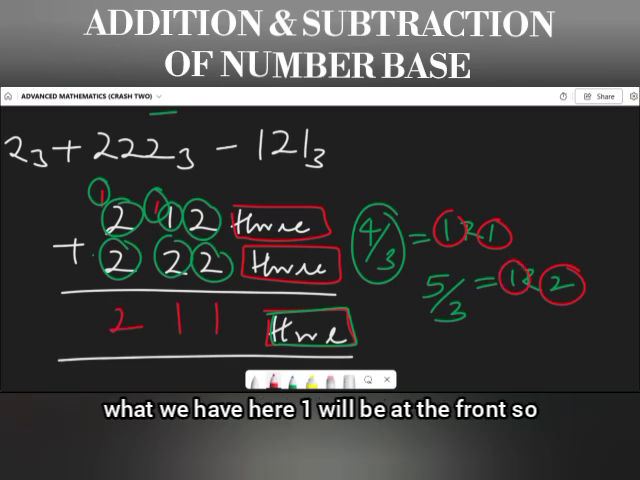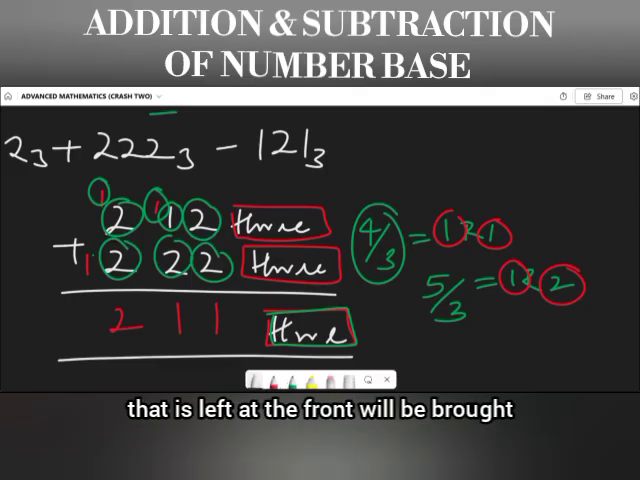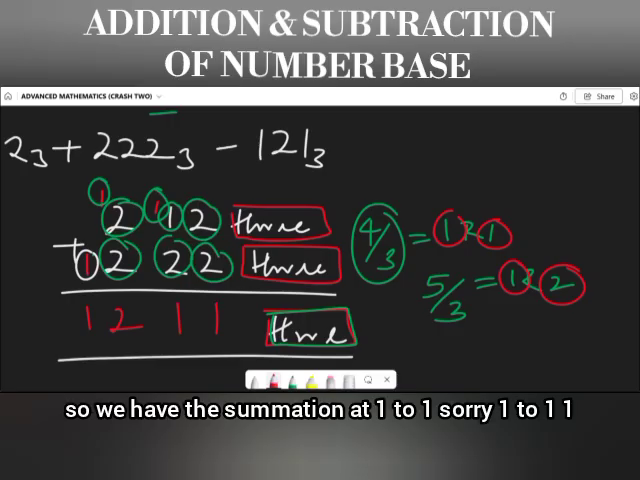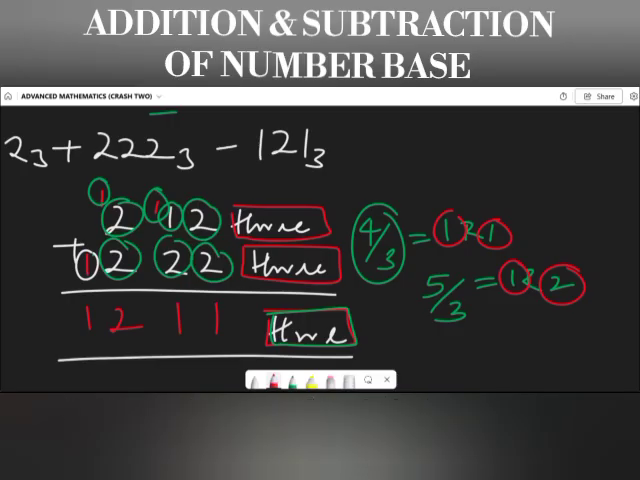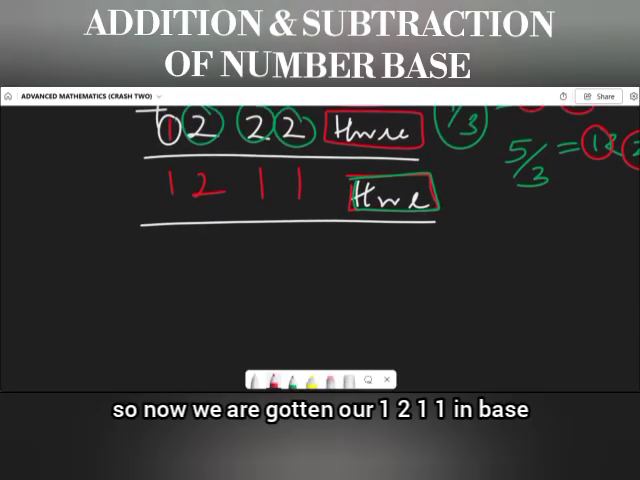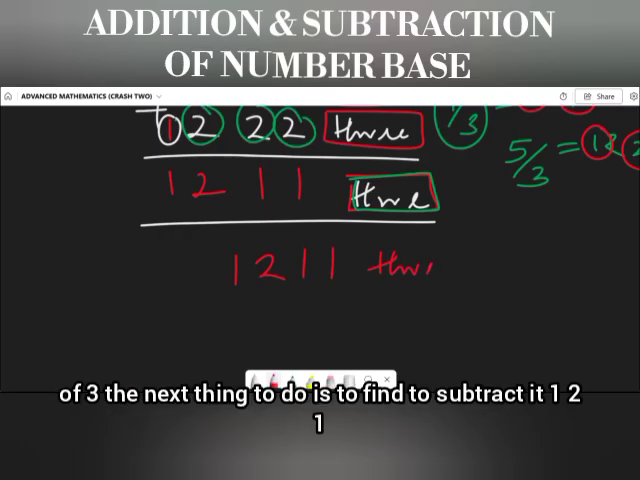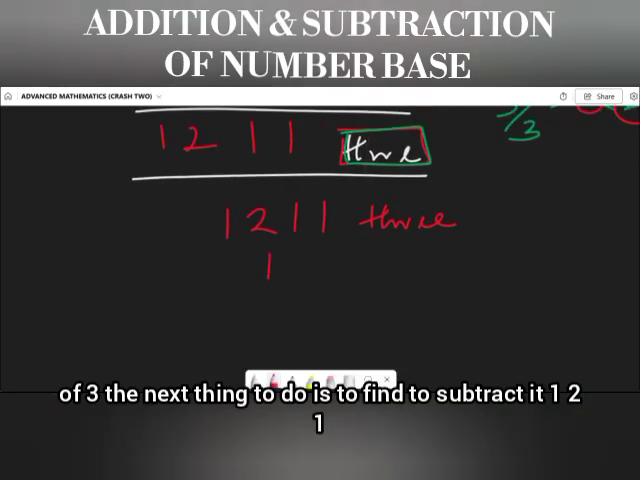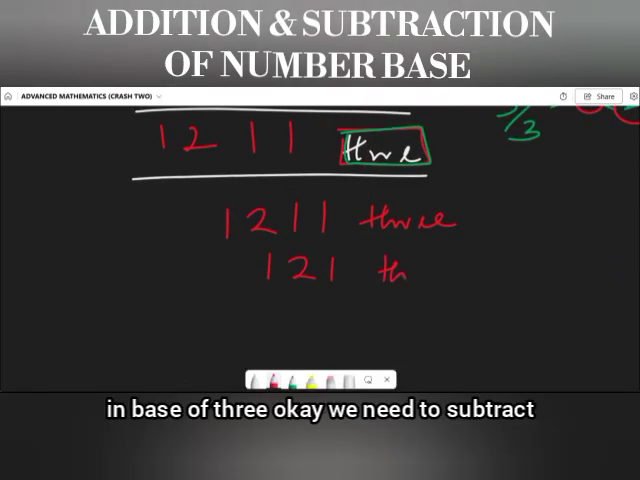Then what we have here, 1 will be at the front. So that means the 1 that is left at the front will be brought down. We have it here as what? 1. So we have the summation as 1211, the base of 3. The next thing to do is to subtract it. 121, the base of 3.